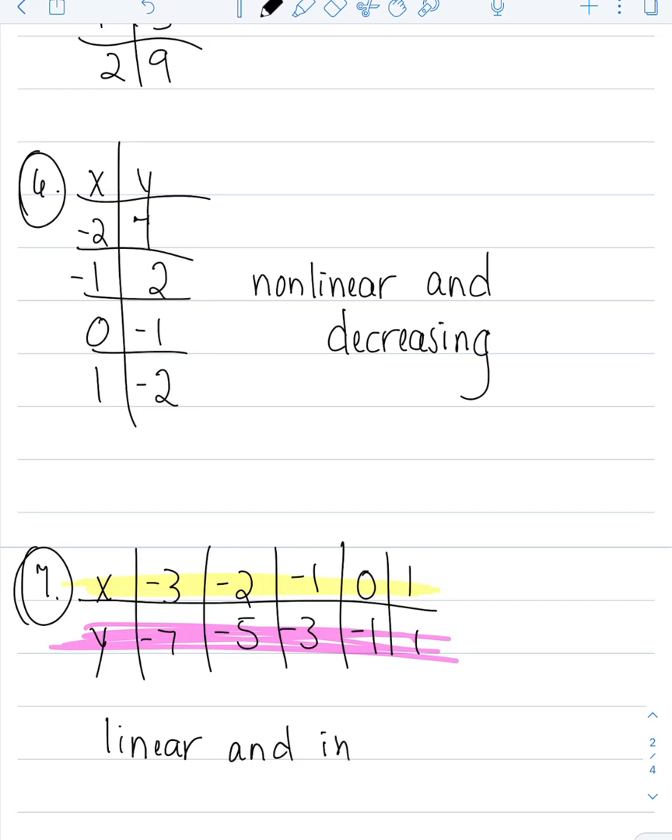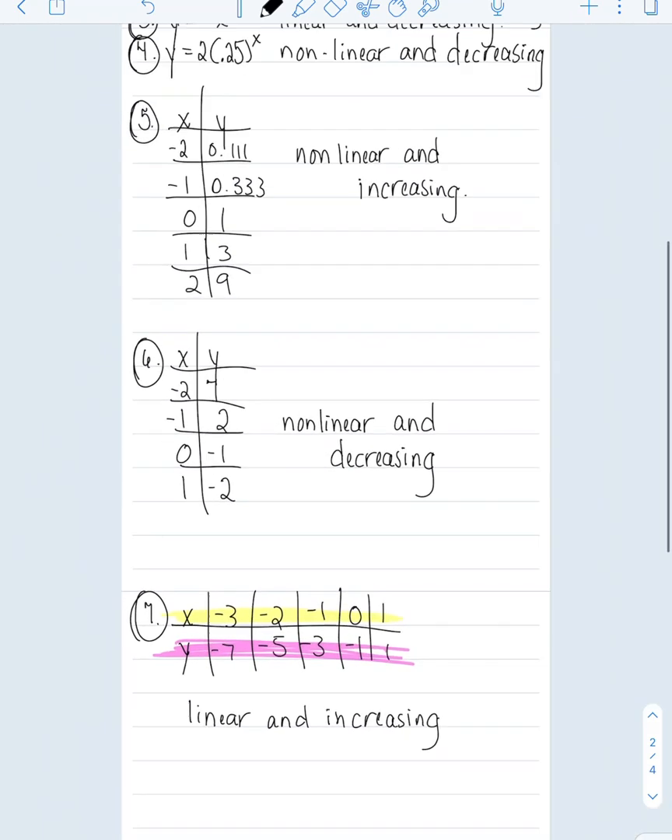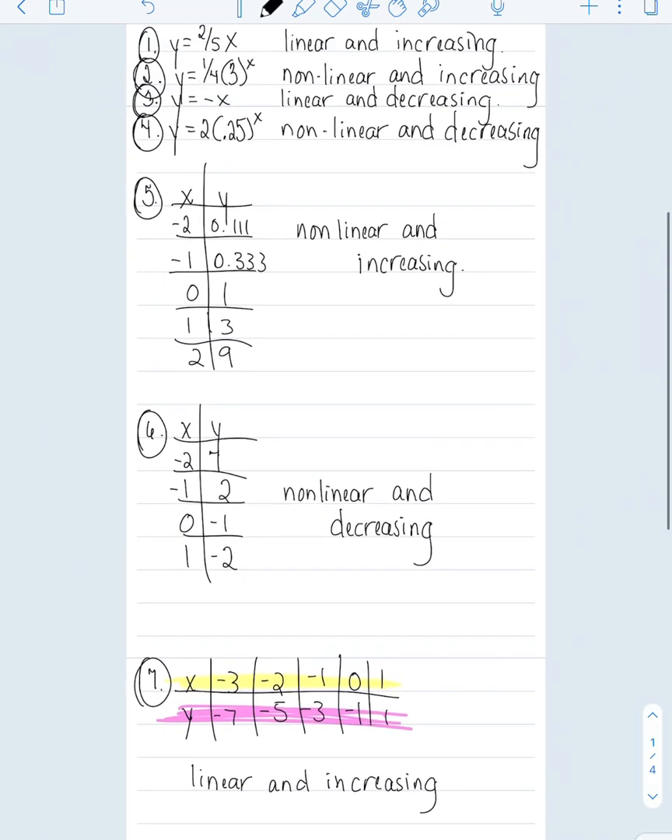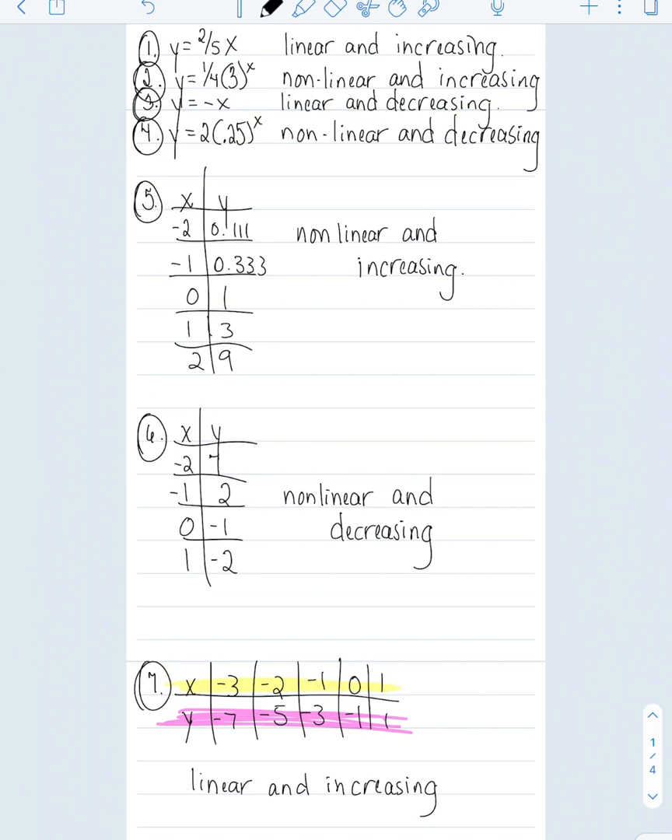So this function is linear and increasing. So again, today we talked about the way that we can describe our functions. Make sure you use your Desmos calculator to help you decide if it's linear or nonlinear, and then increasing or decreasing.